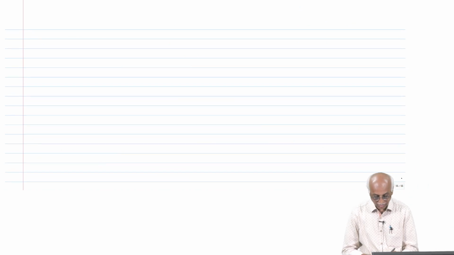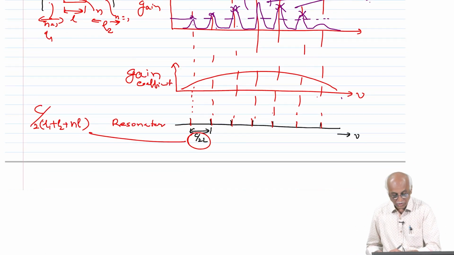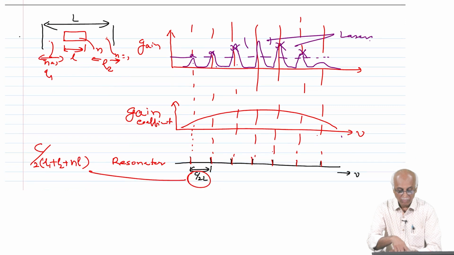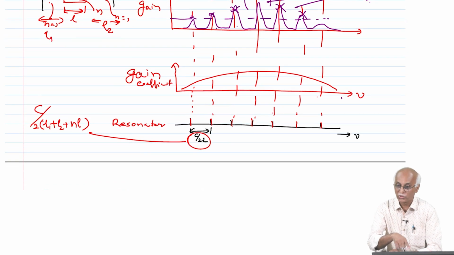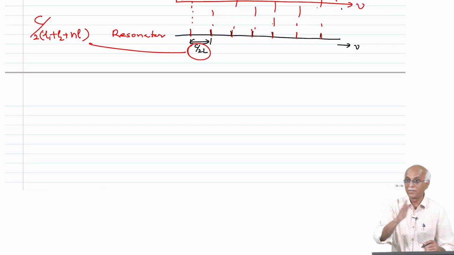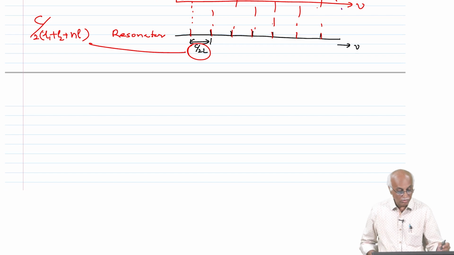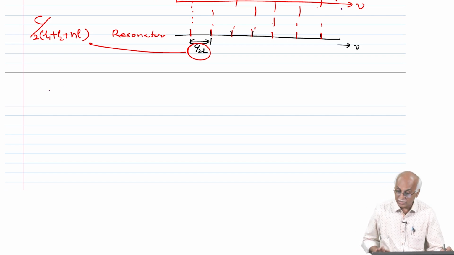That is another aspect. Now, how will you select these modes? How will you select which modes you want to oscillate? If the gain bandwidth is large, you can even tune the laser, as I told you. So, the selection is possible with the help of the resonator cavity configuration. The cavity configuration will decide what type of modes.